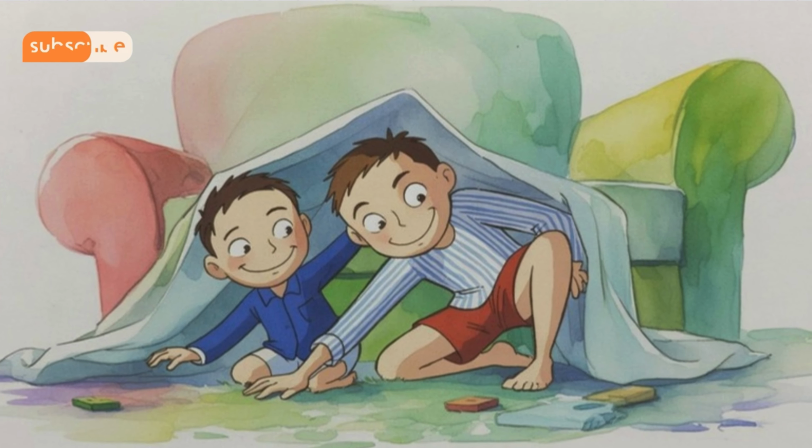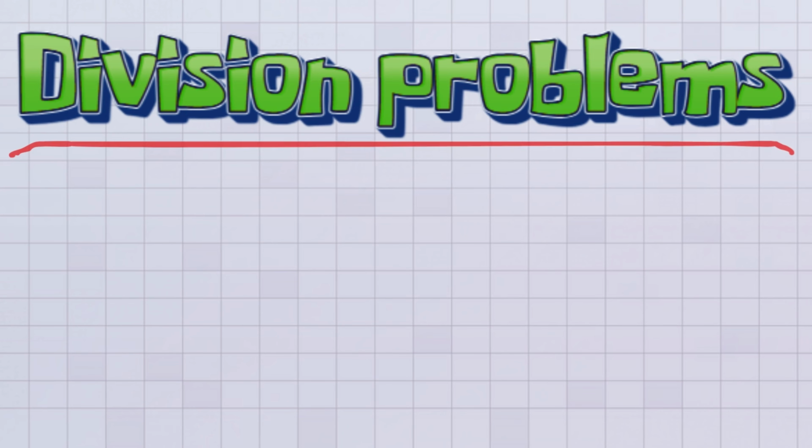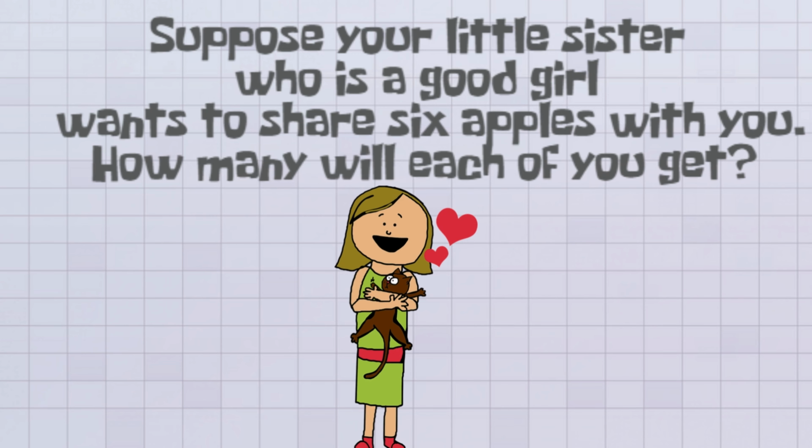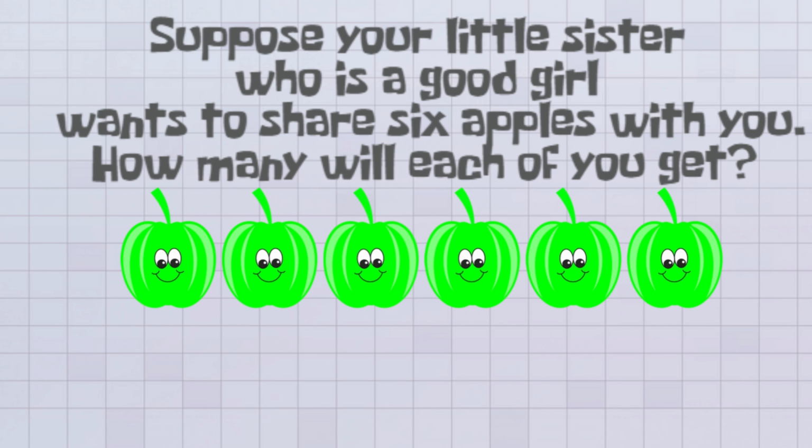Remember hide and seek? We're using that idea to spot division problems. Like this one. Suppose your little sister, who is a good girl, wants to share 6 apples with you. How many will each of you get?